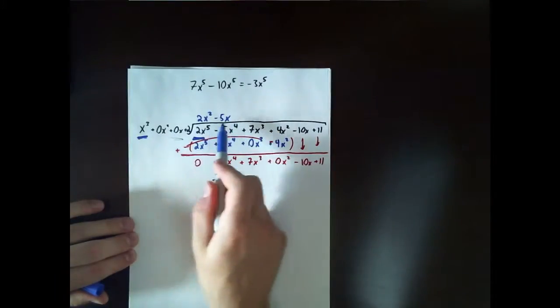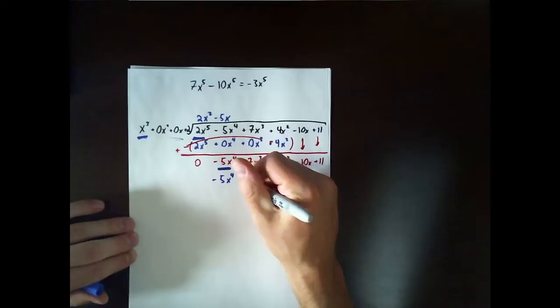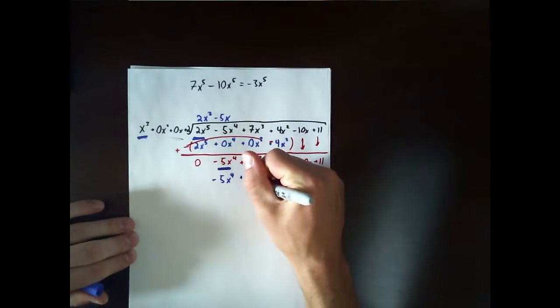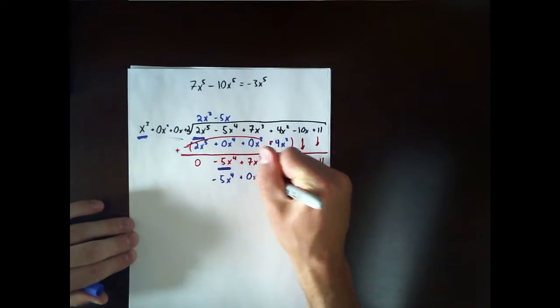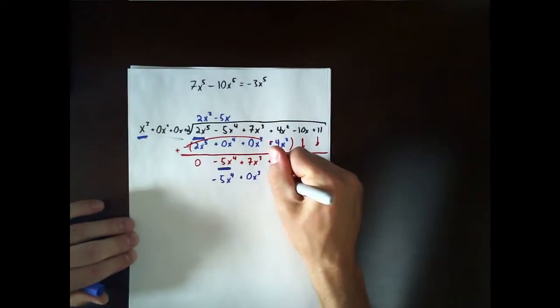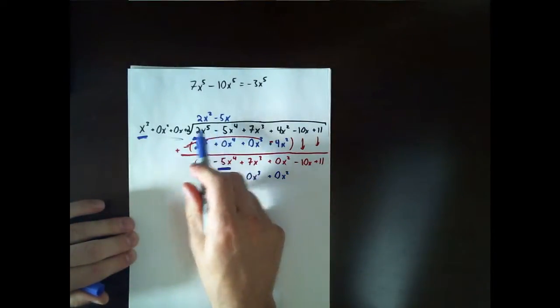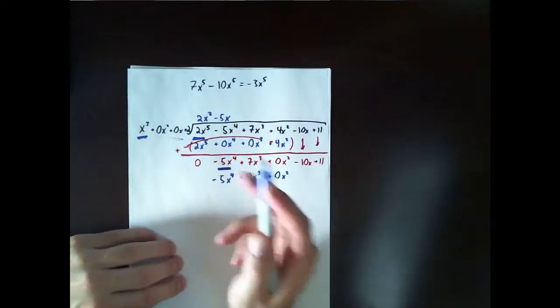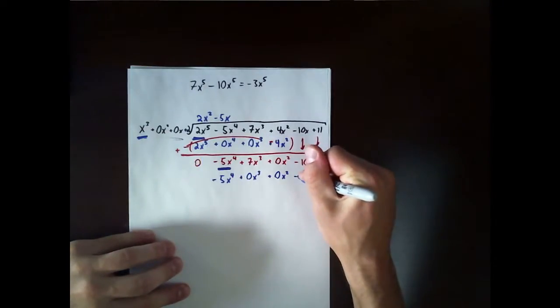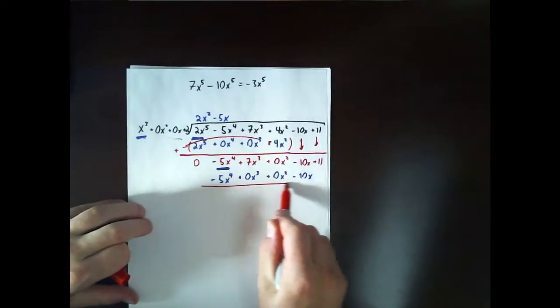And then I'm going to multiply through, so negative 5x times 0x squared is going to give me plus 0x cubed. Negative 5x times 0x is going to give me plus 0x squared. Negative 5x times 2 is going to give me minus 10x, and then we're going to add these together and distribute our negative.